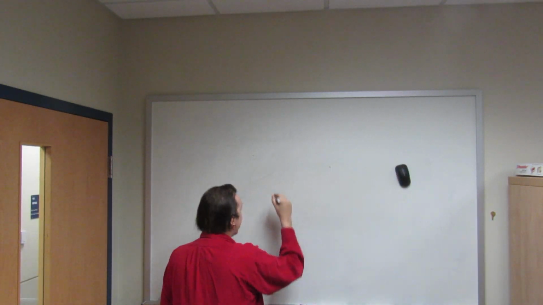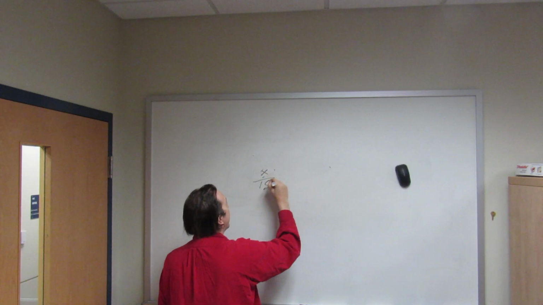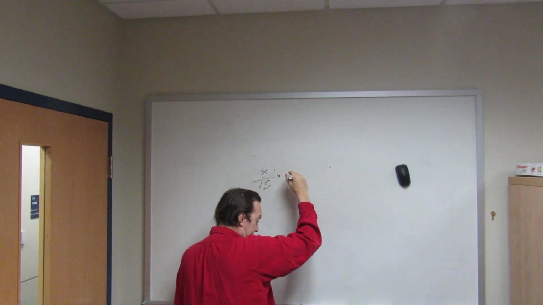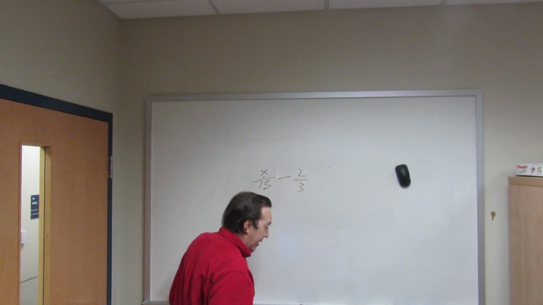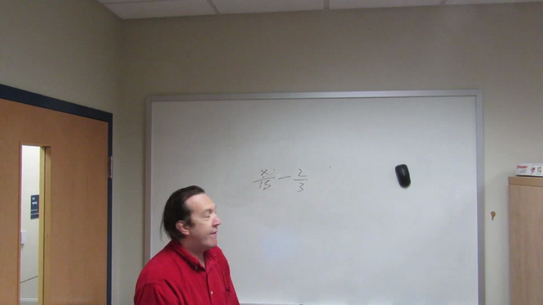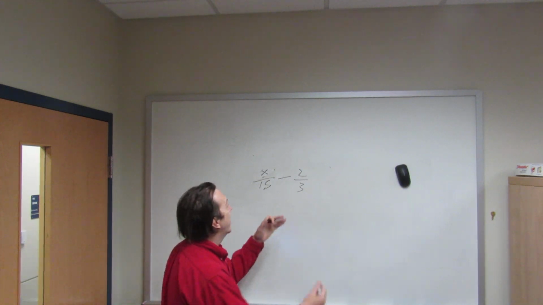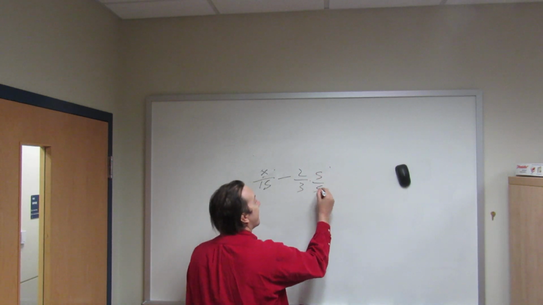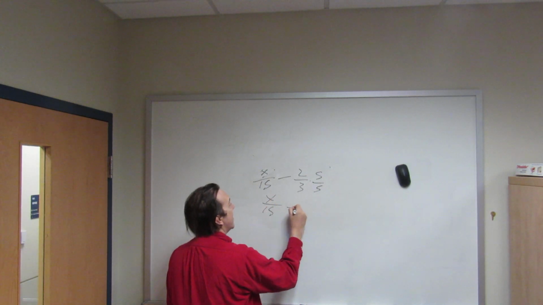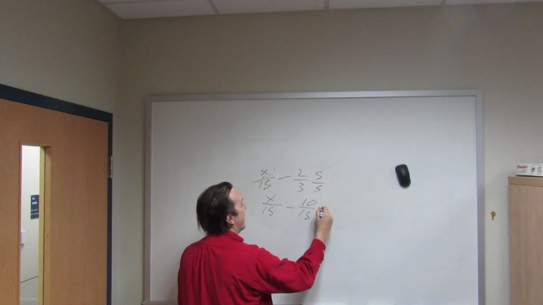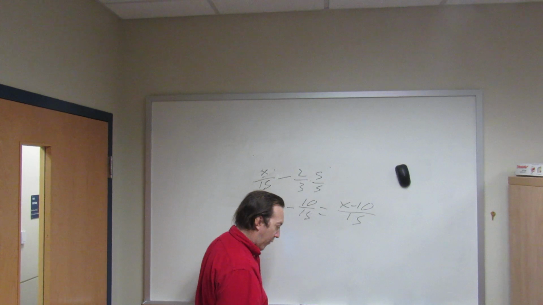Let's say we have x over 15 minus 2 over 3. Since we are subtracting or adding, we have to have a common denominator. 3 will go into 15 5 times. So we're just going to multiply this by 5 over 5, which is actually multiplying by 1. So x over 15 minus 10 over 15 equals x minus 10 over 15.